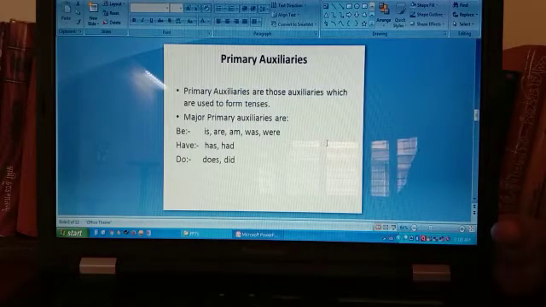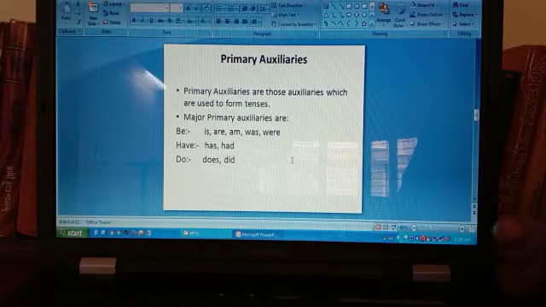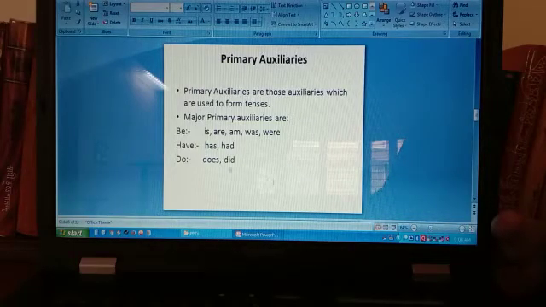What are primary auxiliaries? Primary auxiliaries are those auxiliaries which are used to form tenses. Major primary auxiliaries are be, have, and do. Now, be has different forms: is, are, am, was, were. Have has different forms like has, had. Do has different forms like does, did. All these are primary auxiliaries because they are used to form tenses.